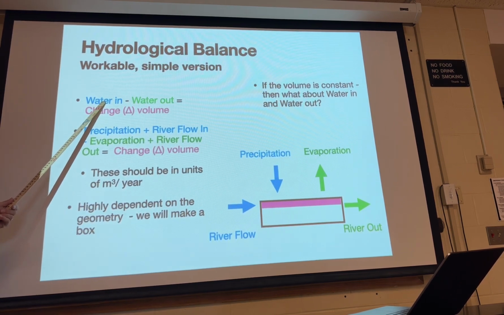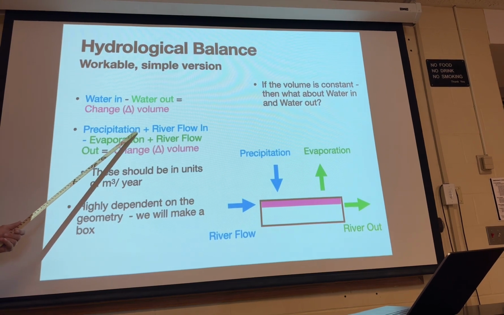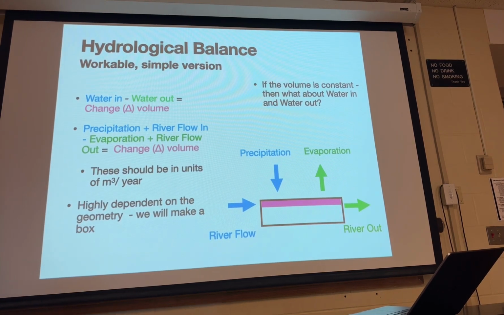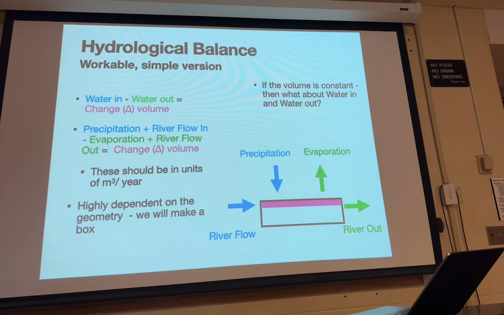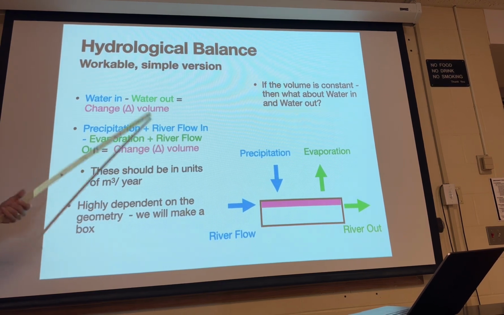Now, we're going to break the water into two parts. Rainfall that falls directly on the lake, plus any river that happens to flow into it. And for our model, it's going to be one river.